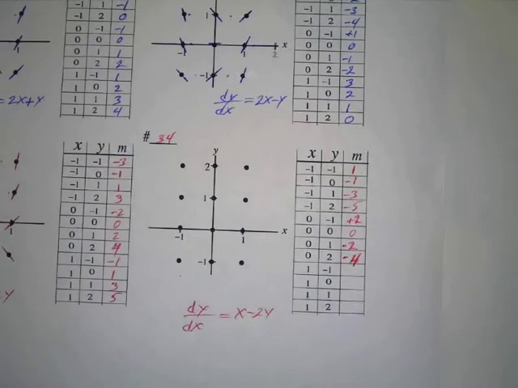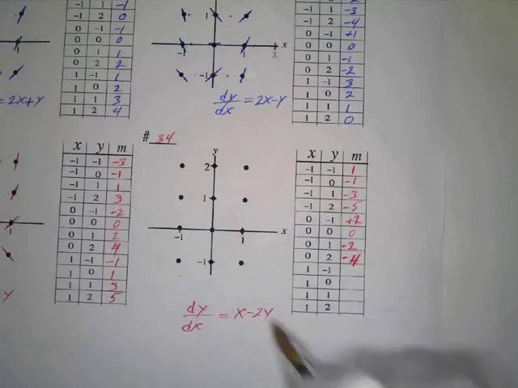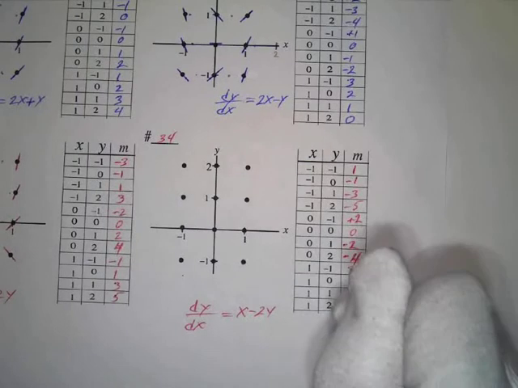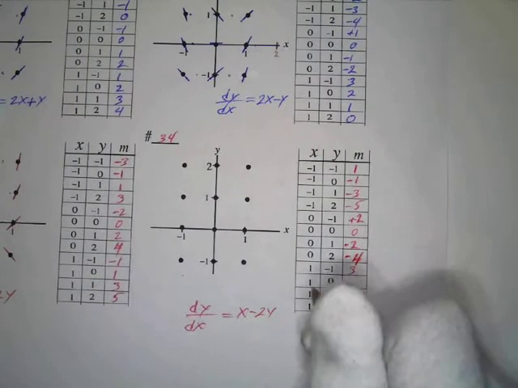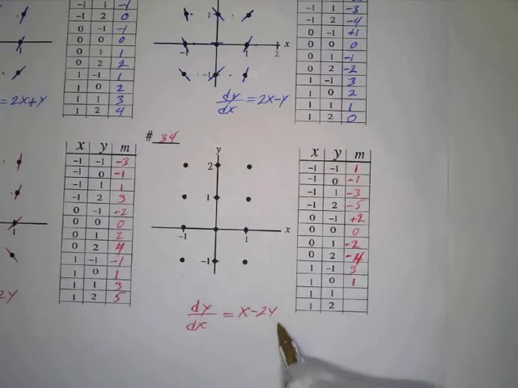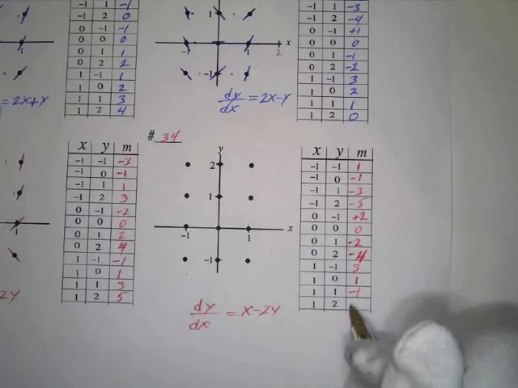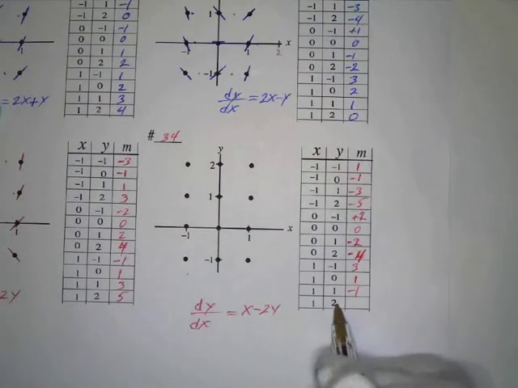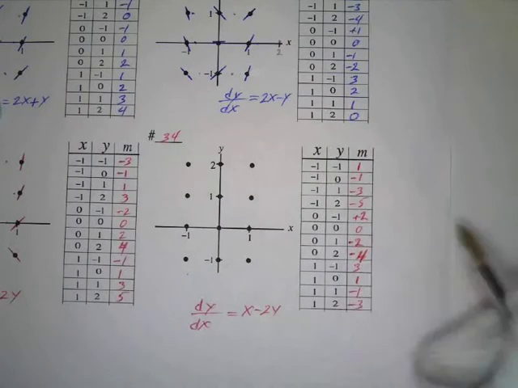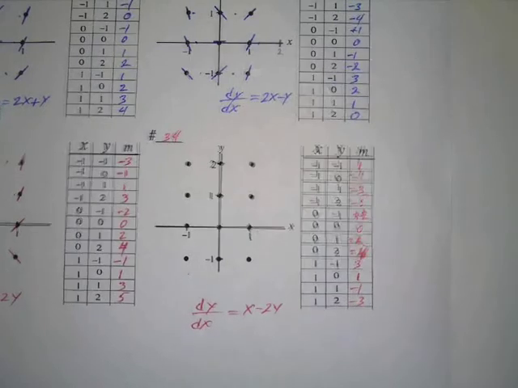And the last one, when x is 1, this is going to be 1 plus 2 is 3. And this is just going to be 1 minus 0 is 1. And then 1 minus 2 is negative 1. And then 1 minus 4, because 2 times 2 is 4, so 1 minus 4 is negative 3. So subtract 2, subtract 2, subtract 2. So that looks like that's okay. All right?